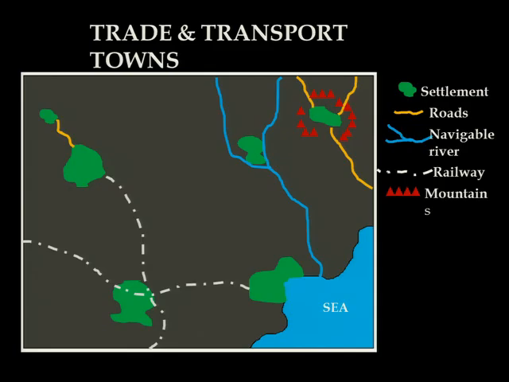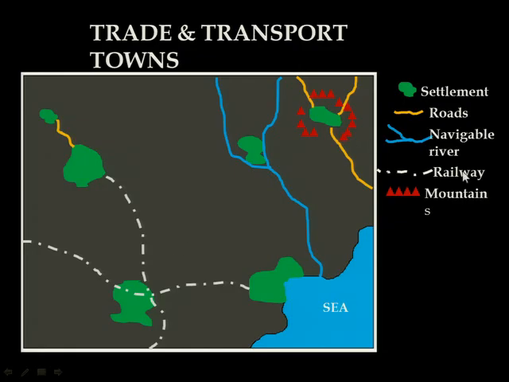Can you see the map key that I have here? The key for my picture. There's river, there's a road, there's settlement, there's mountain. Now, these trade and transport cities are found in any of these places, like they are found close to the mountains, close to the railway lines, close to the roads. It depends on the function of these cities.